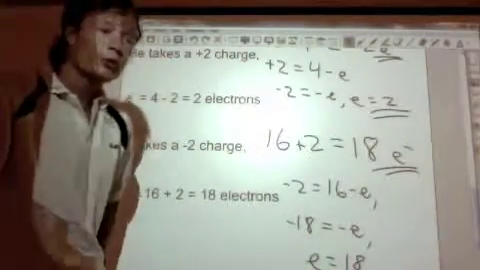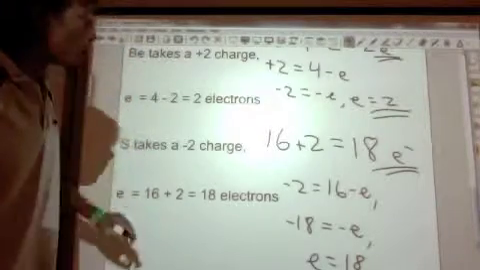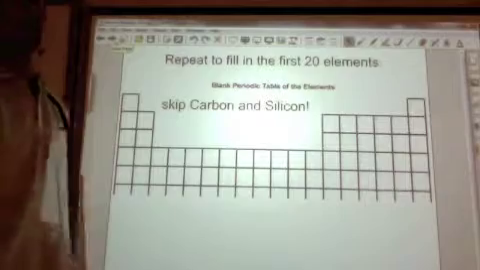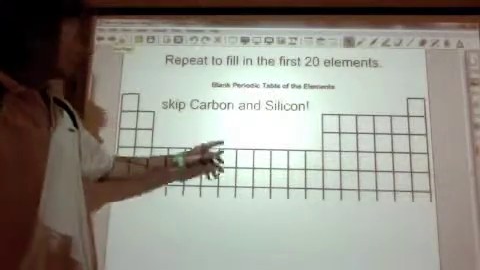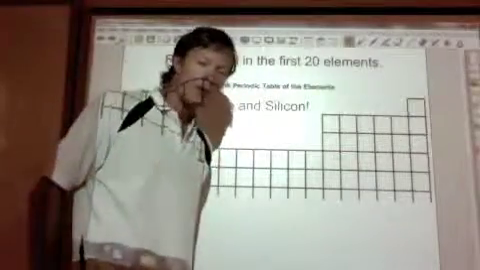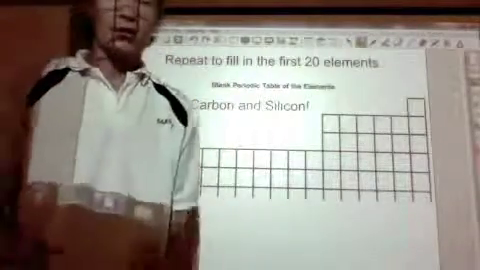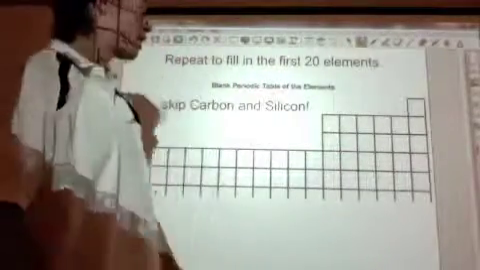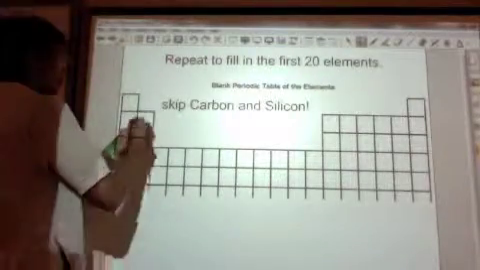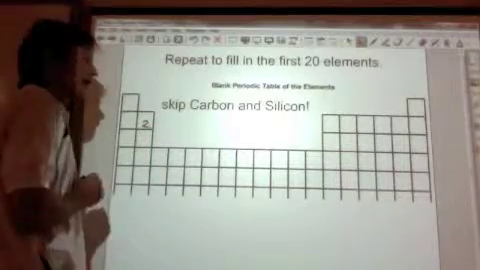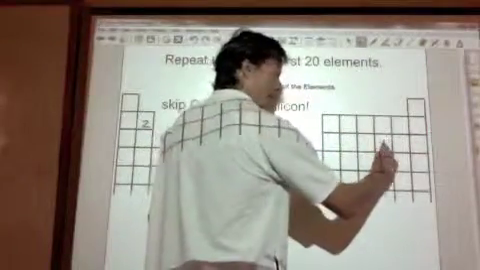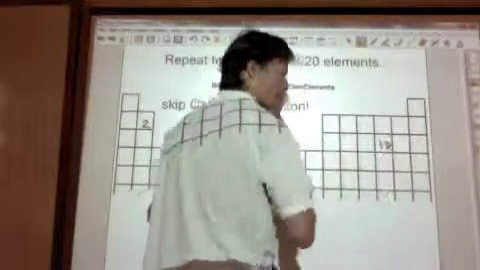Okay, so hopefully you've figured out how to do all of these things. Now, the next step, you should have a worksheet for today. Problem number 1. You're going to take all of the ones on the periodic tables and fill in their number of electrons. That is, if they take the charge that we think they're going to take. What did we just do? We just did beryllium, that was 2. And we did sulfur, which I think is over here, and that was 18.